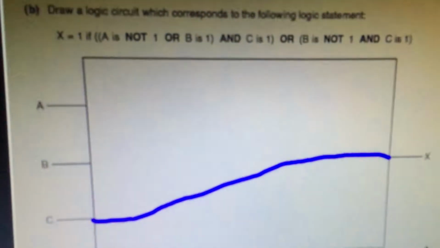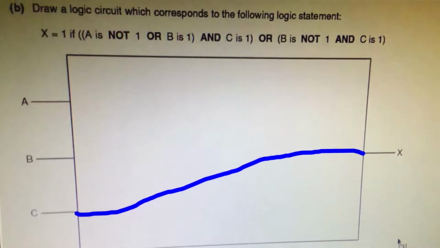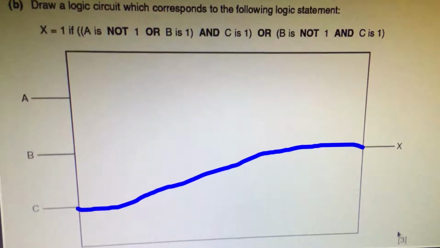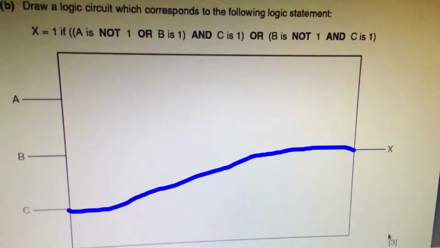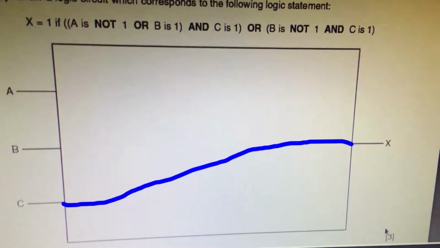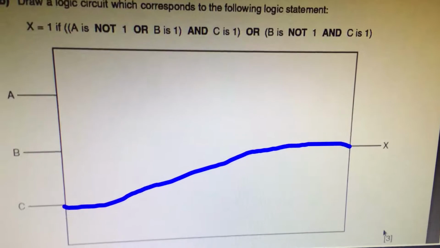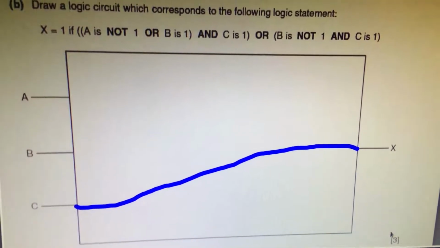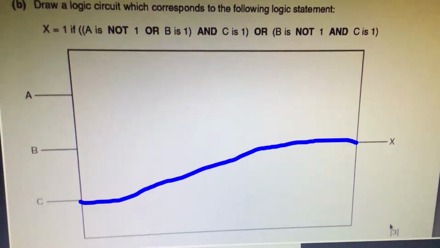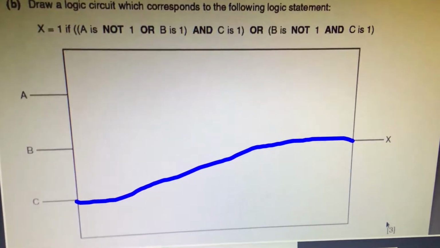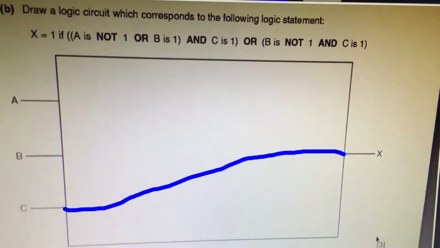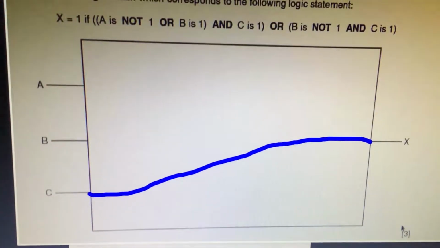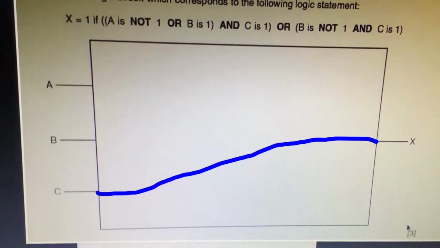So the task is to draw a logic circuit which corresponds to the following logic statement, where X equals 1 implies that (A is not 1 or B is 1) and C is 1, or B is not 1 and C is 1. That's quite a bit of jargon, but they asked me to draw a logic circuit that represents that. Now, obviously, I was thinking in my mind, hey, it can be simplified, right? So yeah, it could be simplified, and that's the simplification.